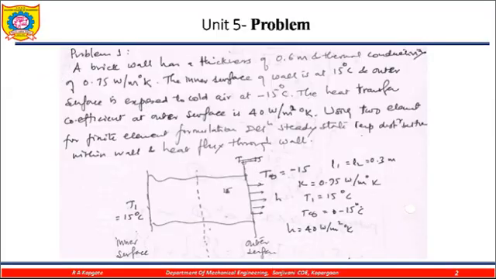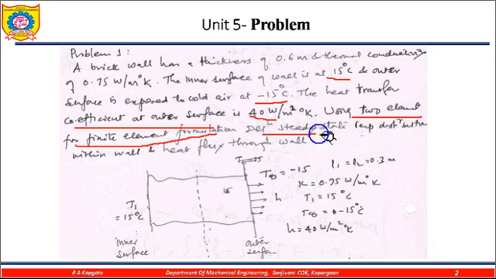What is given in the problem? That is very important. A brick wall has a thickness of 0.6 meter and thermal conductivity 0.7 watt per meter degree Kelvin. The inner surface of the wall is at 815 degree centigrade and the outer surface is exposed to cold air at minus 15 degree centigrade. The heat transfer coefficient at the outer surface is 40 watt per meter square degree Kelvin. Using two elements for finite element formulation, determine the steady state temperature distribution within the wall and heat flux through the wall.